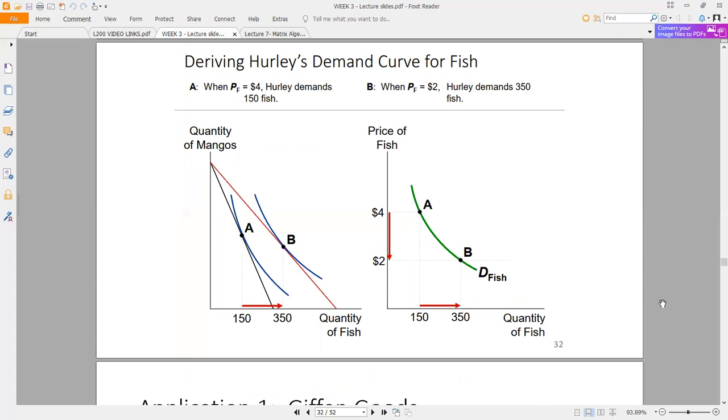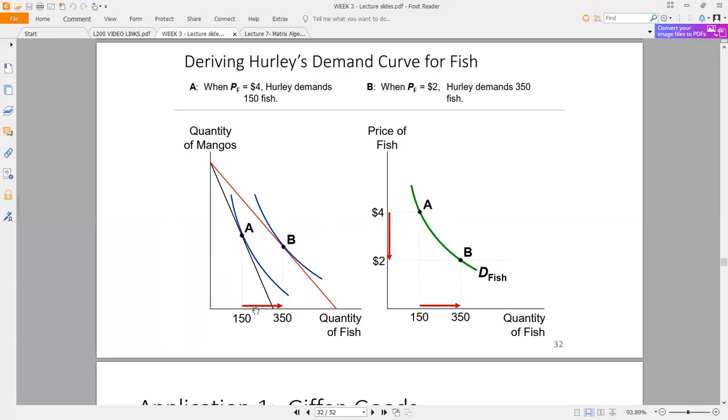All right, let's see how we derive the normal demand curve from this optimal decision by the individual. Okay. Now let's assume the price of fish was initially $4. So this is the indifference curve, and then the budget line, and then this is the demand curve. We know that demand curves give the relationship between price and quantity demanded. So when price of fish was 4, the quantity demanded was 150. So we get that from here.